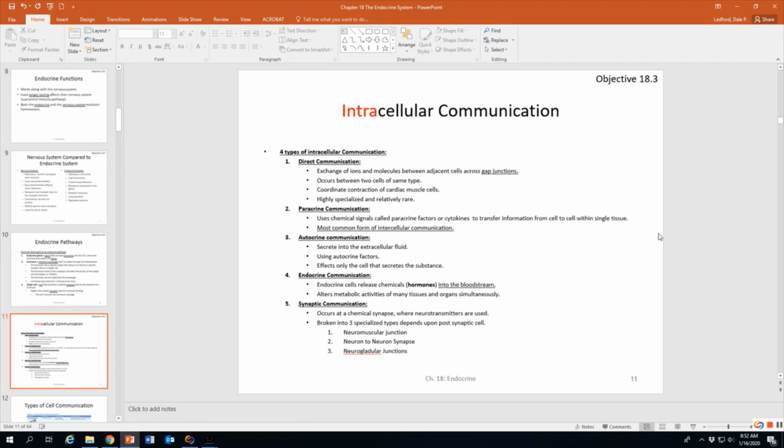The heart is one of the main places where we're going to see this, so it's very specialized, relatively rare, but where it happens is incredibly important for cells to talk. Now, paracrine, where it does happen, is incredibly important. It uses chemicals we refer to as paracrine factors. Another name for those is cytokines, from cell to cell within the same tissue. Now, it is the most common.